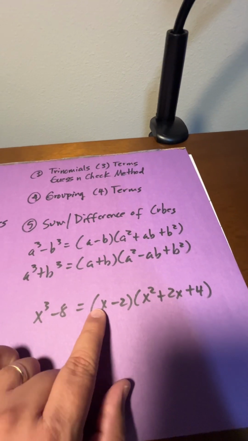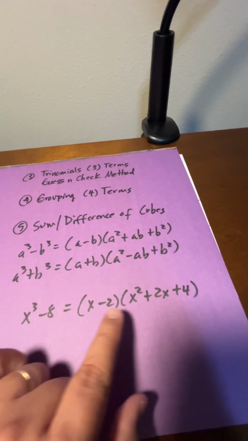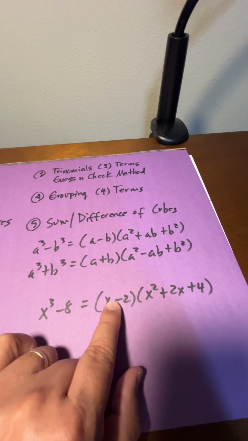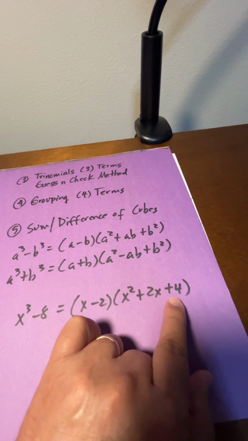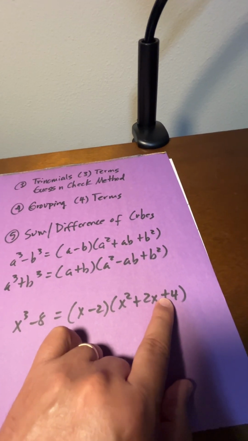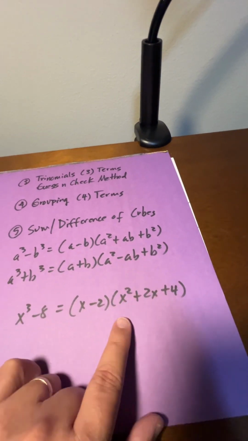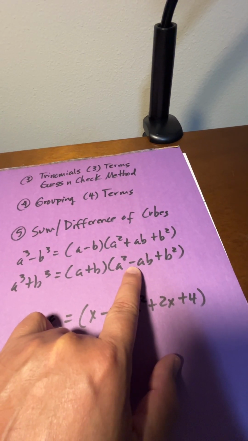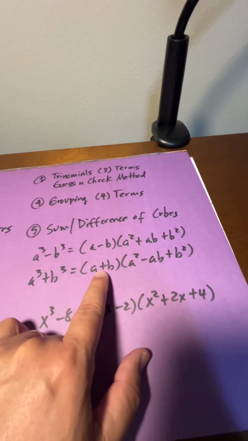This term is that one squared. This term is this times this, but this sign is always the opposite of that. And the last term is that term squared. And notice the last term is always a plus sign up here. And in the formulas, this sign is always the opposite of whatever you put here.